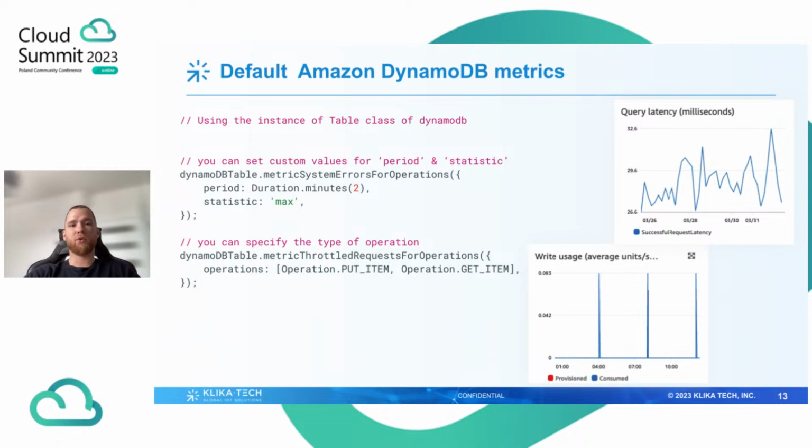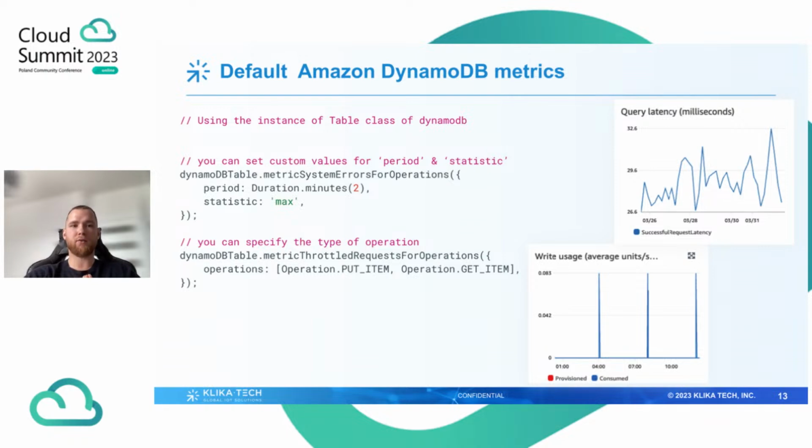When working with Amazon DynamoDB, it's crucial to monitor the performance and health of your tables to ensure they are running smoothly. Fortunately, DynamoDB comes with a set of default metrics that you can use for this purpose. Let's take a look at some of the most common ones. And let's begin with consumed read capacity units and consumed write capacity units metrics. These metrics show the total number of read or write capacity units consumed by your DynamoDB table over a specified time period.